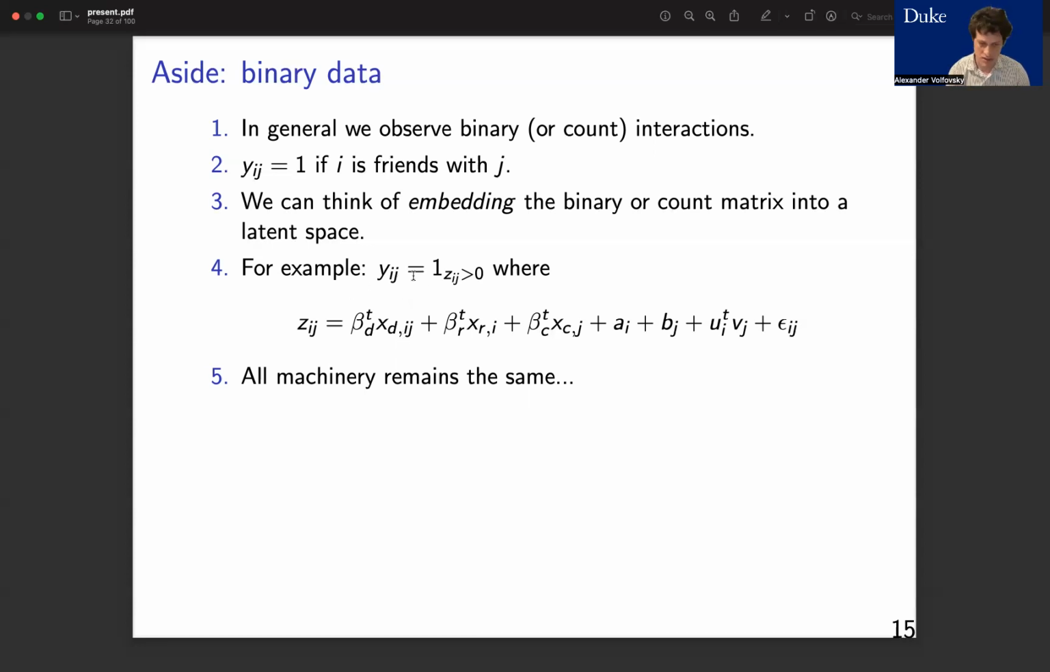It's possible to expand this to count data. So instead of being an indicator that Zij is greater than 0, this could be some other function that will map the observed values to this latent thing. But the machinery will remain the same. And what's nice is that the interpretability of these parameters remains the same, no matter whether you're thinking about them on the observed scale or on the latent scale.